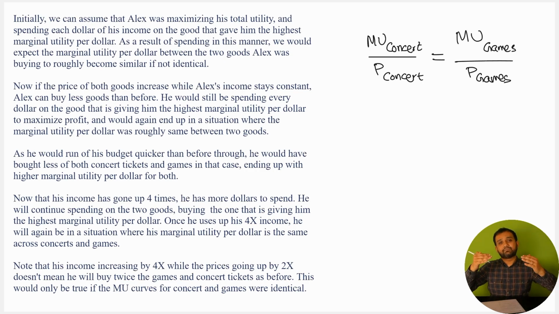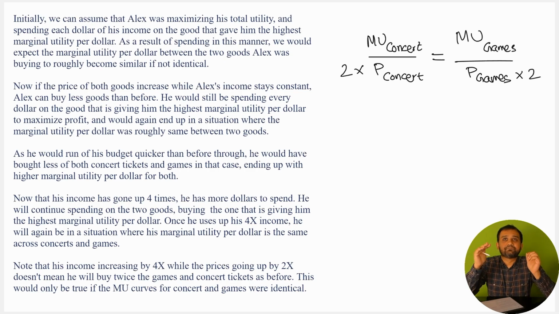Okay, next up, what happens is the prices of both goods have doubled. Now, if they have both doubled, it means the marginal utility per dollar from concert and games have stayed equal to each other, but they don't necessarily have to be the same value. The values themselves may have changed.